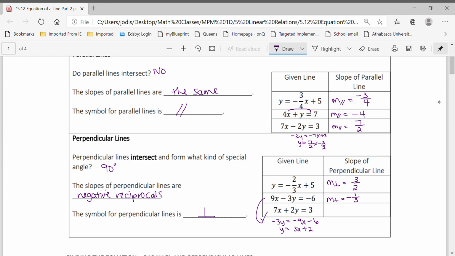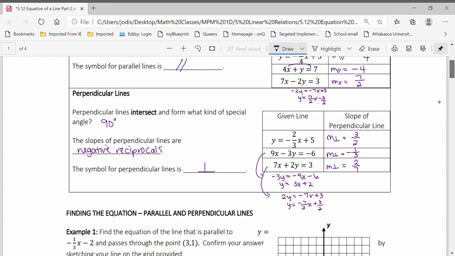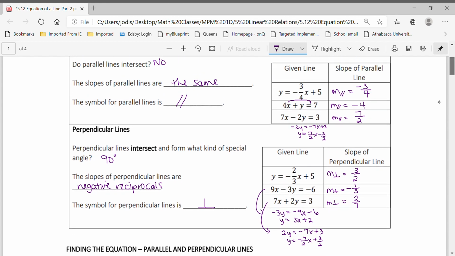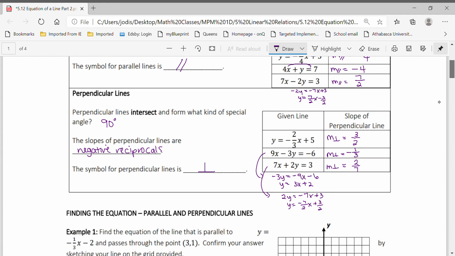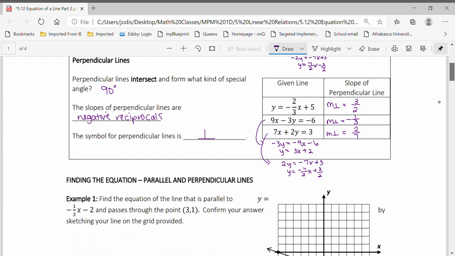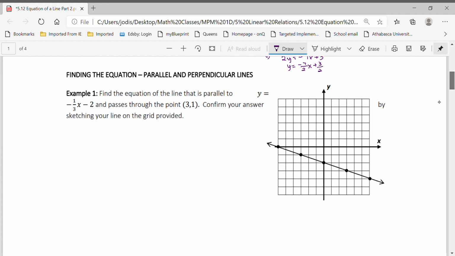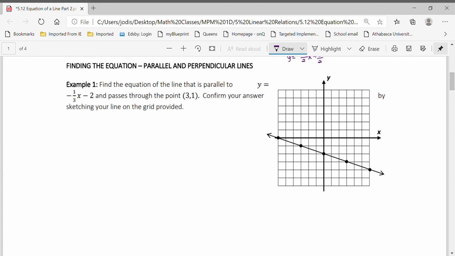And then for this one over here, again, we are going to have to rearrange. So -7 plus 3, divide everything by 2. So we've got -7/2. So my perpendicular slope, flip my fraction, is 2/7. It was negative, now it's positive. Okay. So now that we hopefully remember a little bit about parallel and perpendicular lines and how to find their slopes, now let's try to find the equation of these parallel and perpendicular lines.